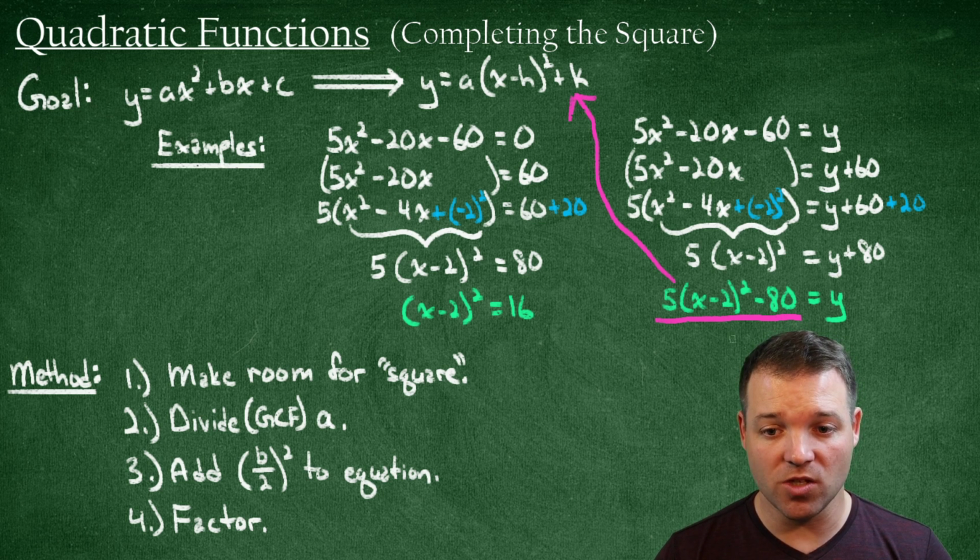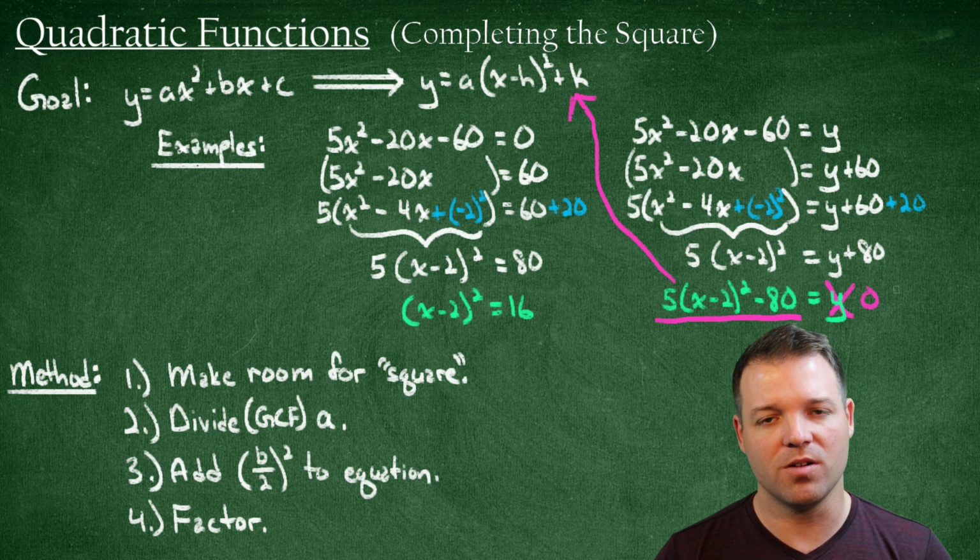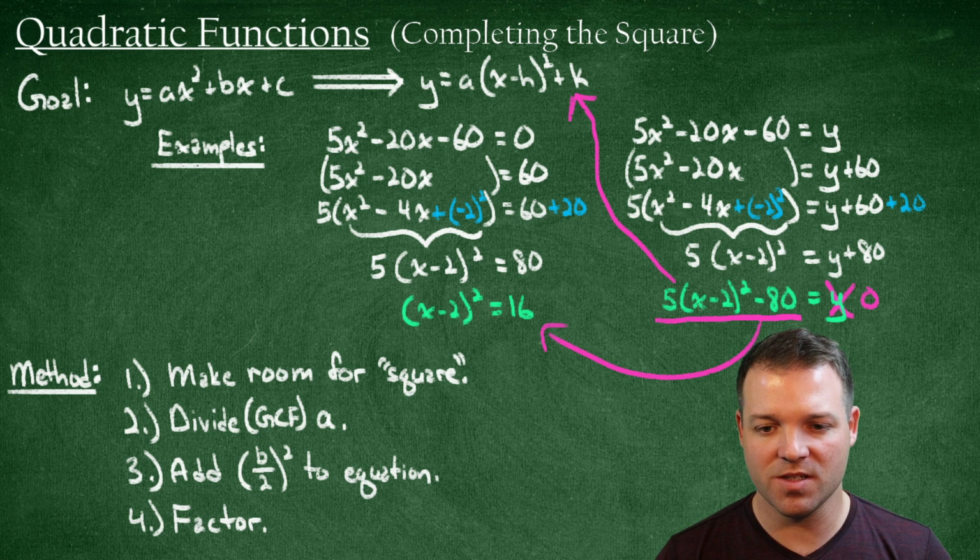And could I solve for x here as well? Of course I could. I just say, well, instead of equaling y, it's equal to 0, right? When y is equal to 0, that gives me my x-intercepts. And then I would do pretty much the exact same thing as this. Add 80 to the other side, divide by 5, and I would end up at this exact same location over here. Okay? So there we go.